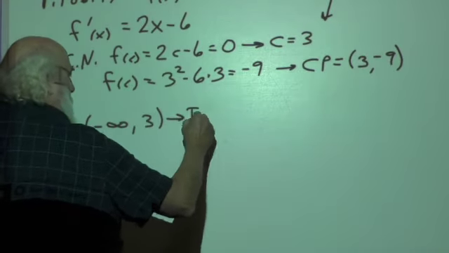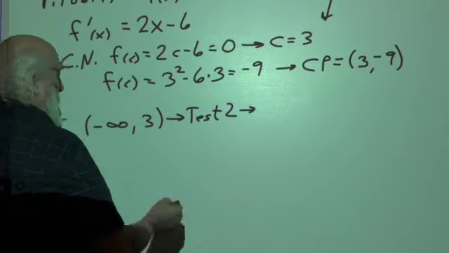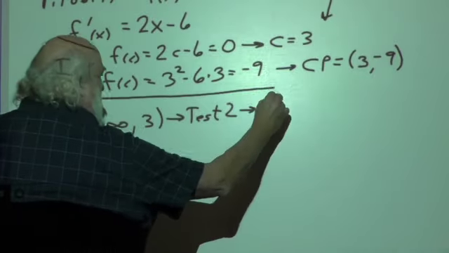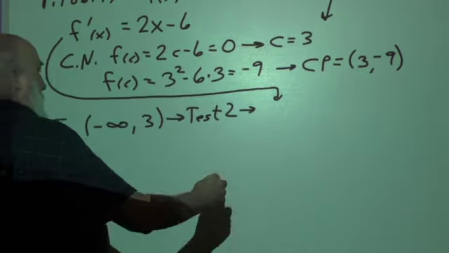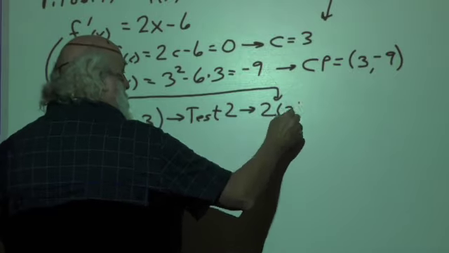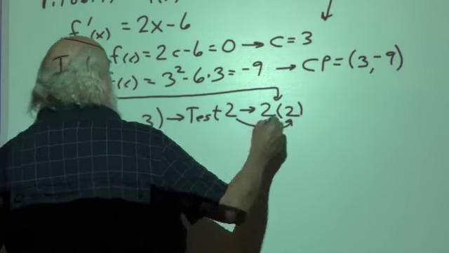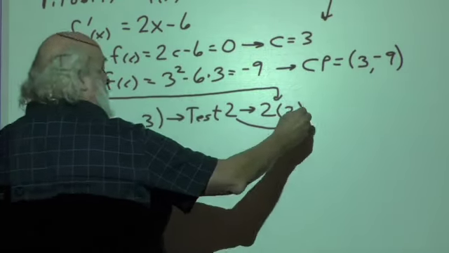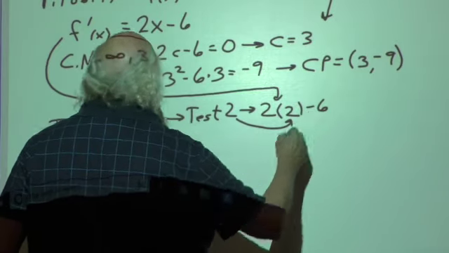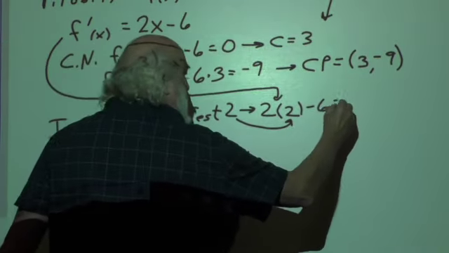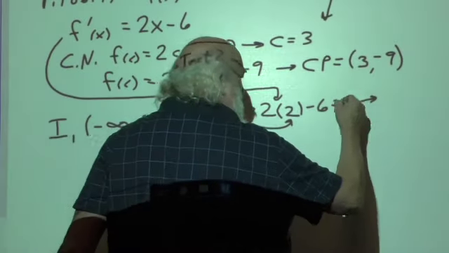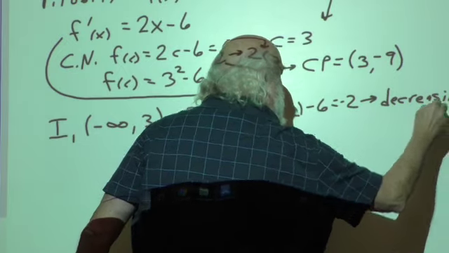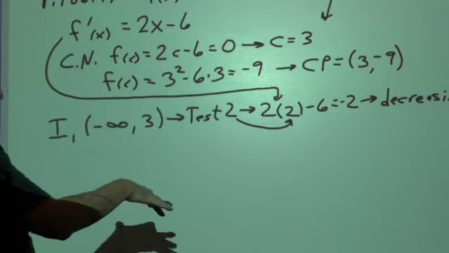So I'll test 2. So I'm going to plug it into my slope. The slope now goes right here to see what the slope looks like. Okay, so this becomes 2 times 2, because we're testing 2 here. Then minus 6. And that gives us negative 2. And that tells us, the fact that it's negative, that it is decreasing in that interval. It's going down.